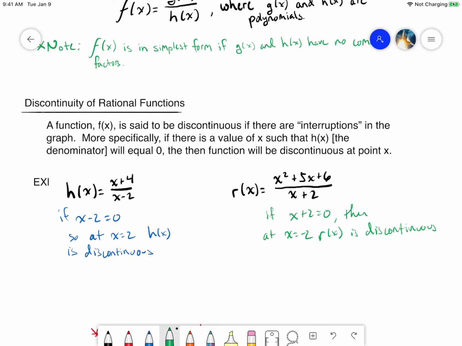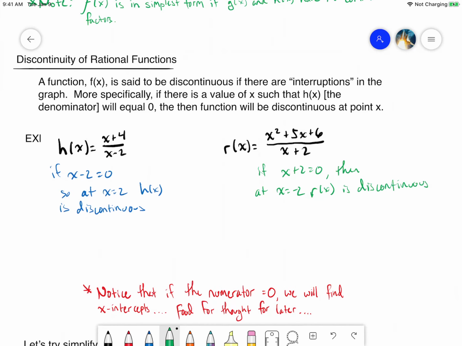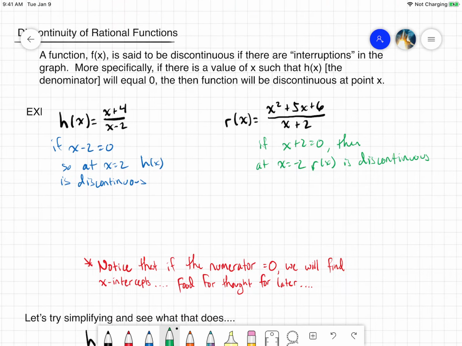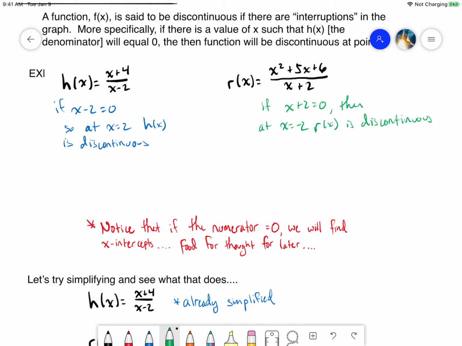Okay. And again, there's two different types of ways that we can look at discontinuous. And also what we want to notice is, what happens if our numerator becomes 0? If our numerator becomes 0, we're actually going to find that we have some x-intercepts. Now, we're not going to go into it, but just some food for thought for later. Okay. So let's try simplifying, though, and see what that does and what happens here.